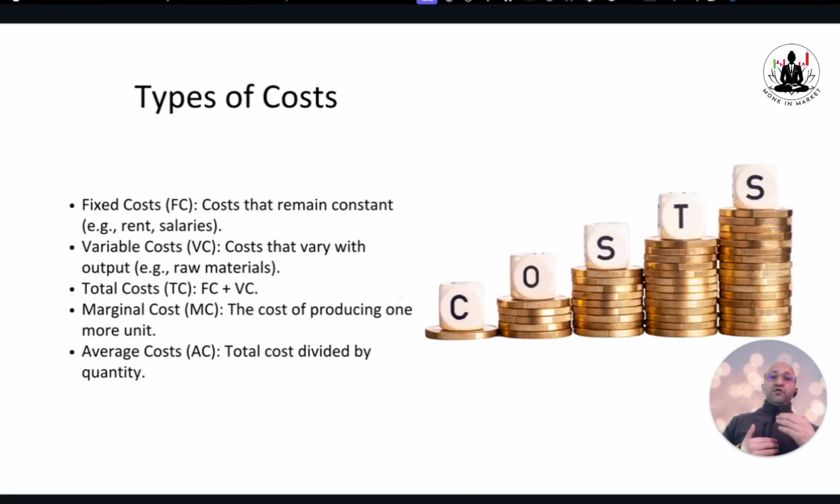Now, what are the types of costs? Very interesting, very important. And we are going to see practicals as well, but I want you to just go through the definitions first. All right. First coming the fixed cost, FC, right? The fixed costs remain constant. The best example, the practical example that I can give you right now.